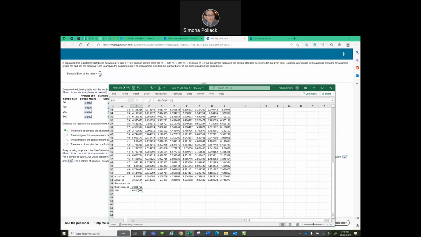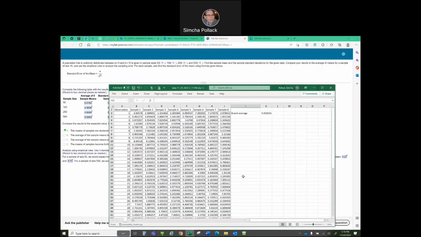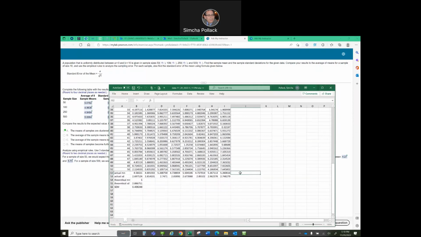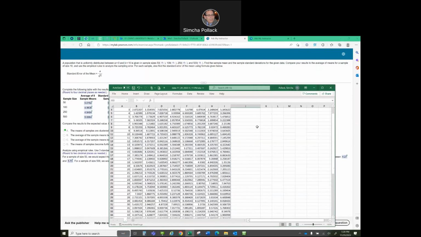So what do we have here? One more calculation is necessary. What is the spread among these averages? So again, we have a bunch of averages. We calculated the average of the averages, which we haven't done yet, because they ask you for that, equals the average of B52, which is the first average, through I52, which is the eighth average. This average of the averages should be equal to the grand average 5.01651.